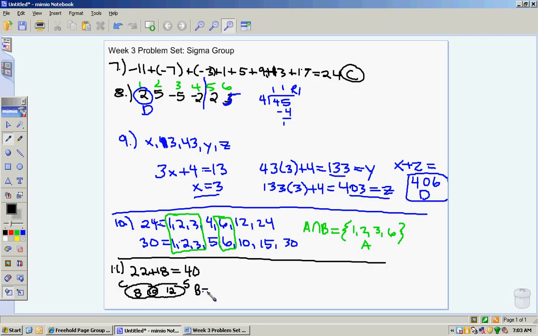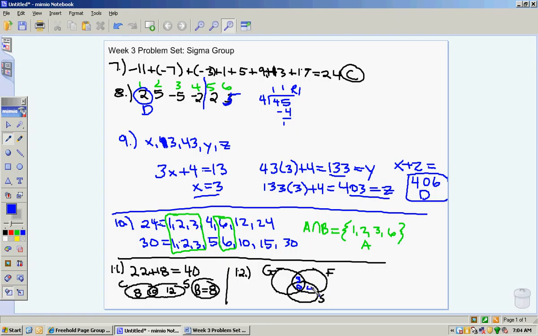Number 12 is asking a similar question, except now we have 3 different groups. We have people taking German, we have people taking French, and we have people taking Spanish. It says no one is taking all 3, so in the intersection of all 3, we put the 0. Then it says 3 are studying German and French, so 3 goes here. And then it says 4 are studying French and Spanish, so 4 goes here. And 2 are studying German and Spanish. So we've taken care of the intersections.